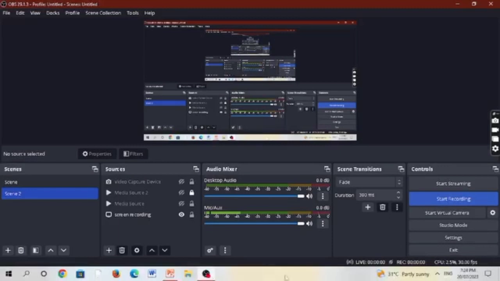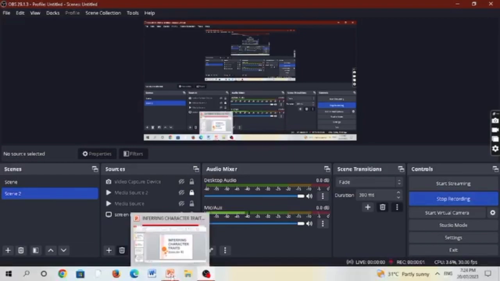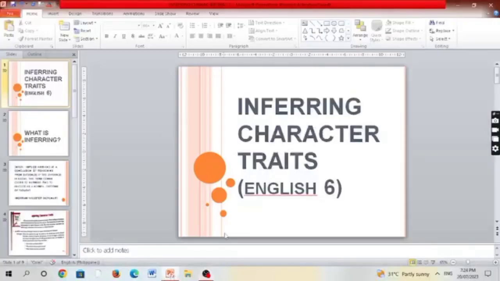Okay, good evening. For today's lesson in English 6, we have inferring character traits. We are going to conclude, or guess, what the character traits are in the story we discussed last time, which is Samuel and Art. So let's begin.